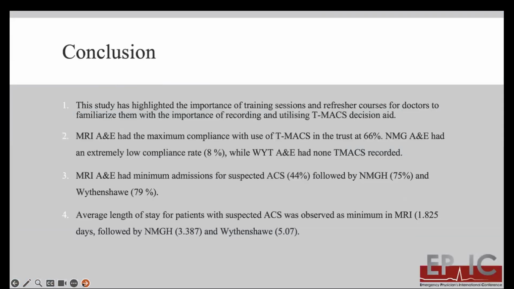So our conclusion from this audit was that because TMACS is a very important tool, it highlighted the importance of training sessions and refresher courses for all the doctors to familiarize them with the usage of this tool. And we have seen that as compliance with the TMACS rule increases, we expect the admission percentage to go down, and similarly the length of stay for patients in hospital to go down as well.